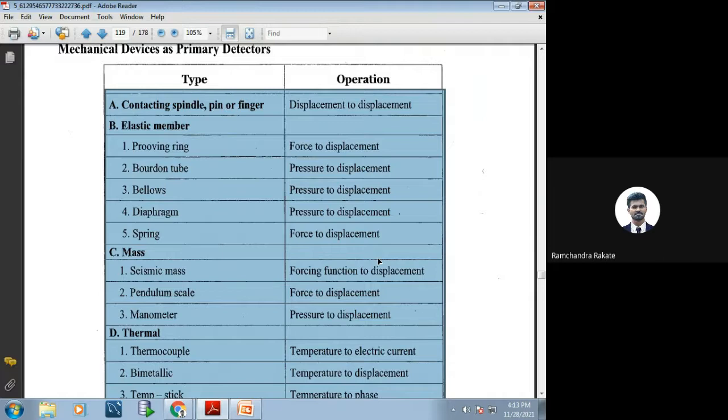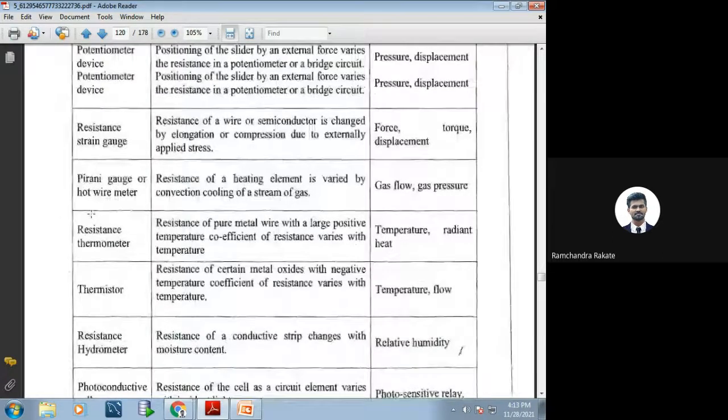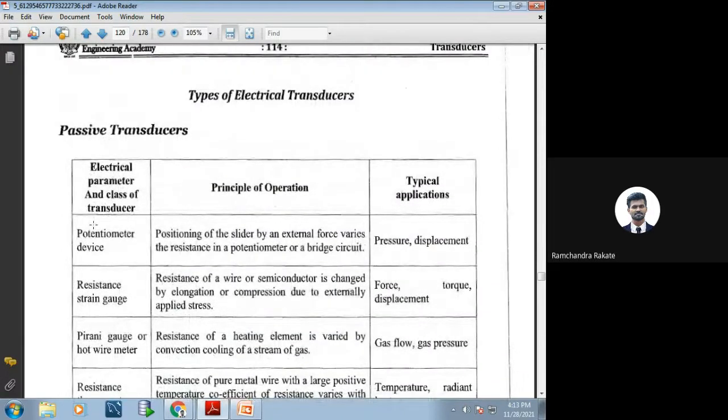What are they? These are the mechanical ones and these are the electrical ones. Okay, these are the electrical transducers. See, in the practical world, when we look at the scenario, a number of physical quantities are to be measured, that is pressure, temperature, flow, correct? These are some of the quantities that we need to measure for our application.